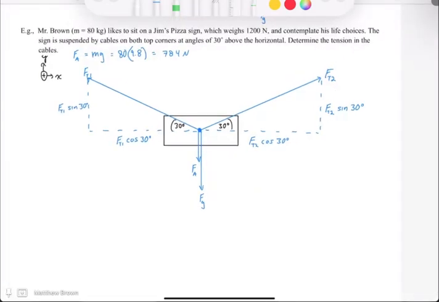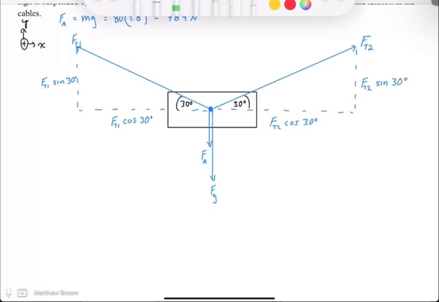And then I can look at each direction independently. If I want to look at the y direction, which I think is the important one here, then it's just a matter of making sure things that are positive and things that are negative are handled correctly. This is where static problems like this are really nice. I know this thing isn't moving at all. This sign is stationary. Hopefully it's not falling when I sit on it.